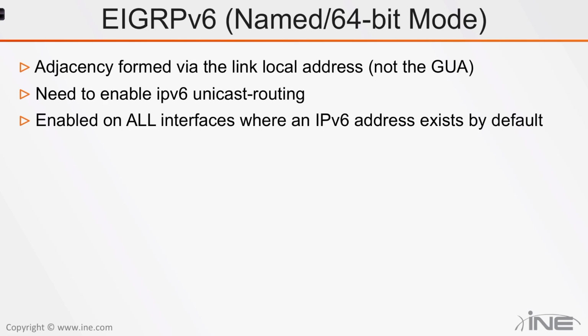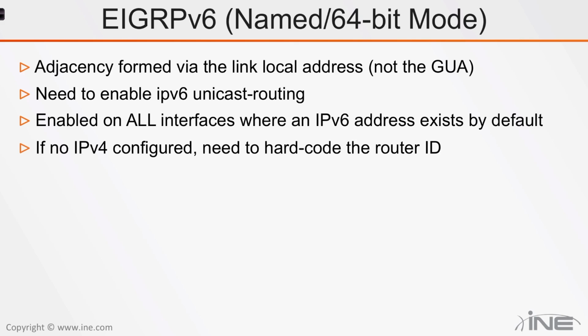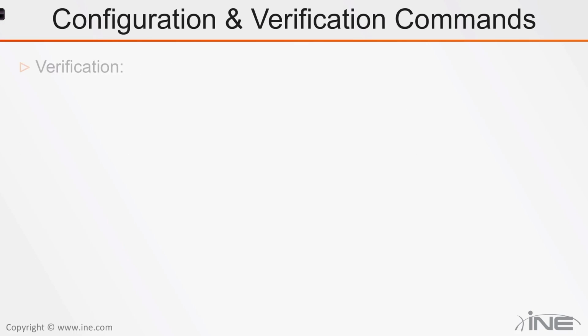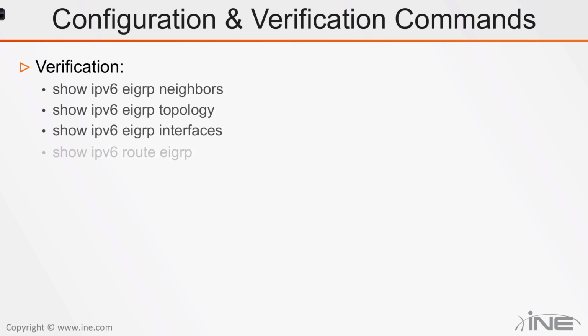One of the major differences here is that when we say address-family ipv6 autonomous-system 1, that named mode is actually going to enable EIGRP on every interface where we have an IPv6 address. It's still true that if we don't have IPv4 configured, we're going to have to hard code that router ID, and this is just going to be a series of the verification commands that we could run.